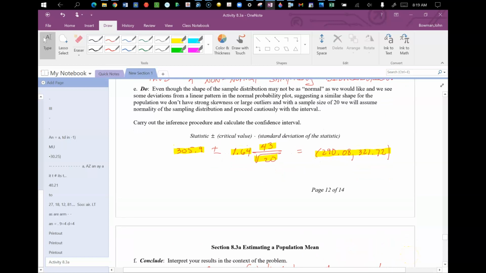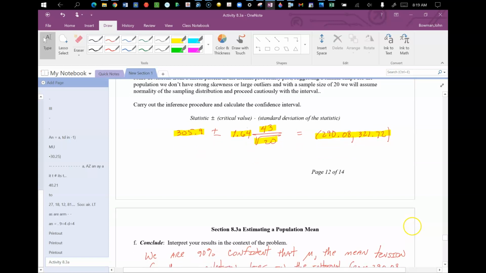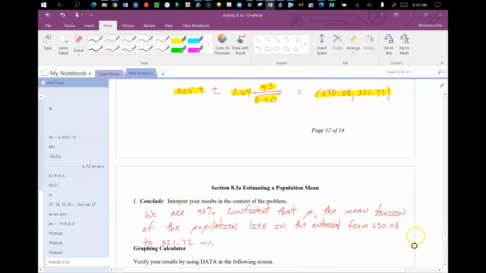And then the last thing we want to do is we want to interpret the confidence interval in context. So our interpretation is going to go something like this. We are 90% confident that the population mean, or the mean tension of the population, lies in the interval from 290.08 to 321.72 millivolts.